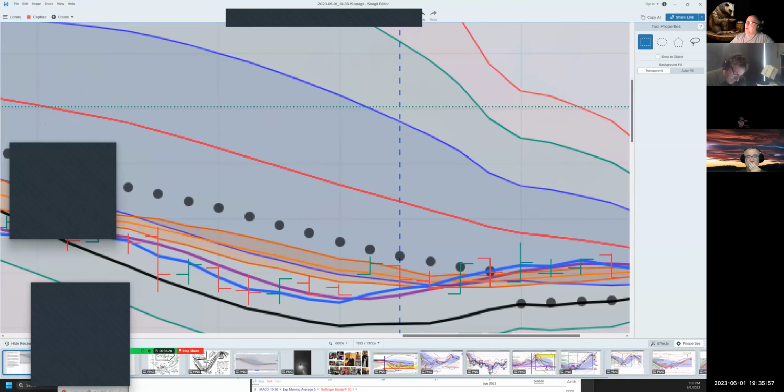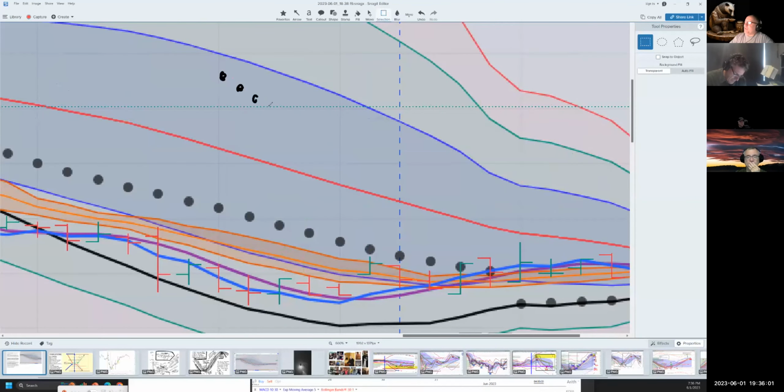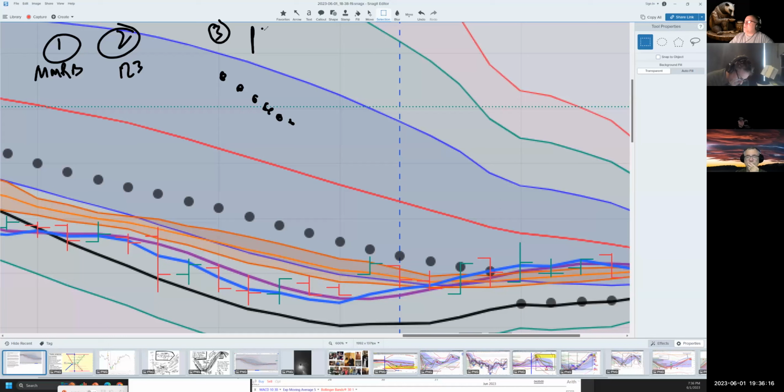Now I can talk about the idea of the trailing PSAR minus 2. So this thing is coming down. The first one was the MMRB off the bottom. The next one was a 1, 2, 3 entry. And now we're going to talk about the PSAR minus 2.